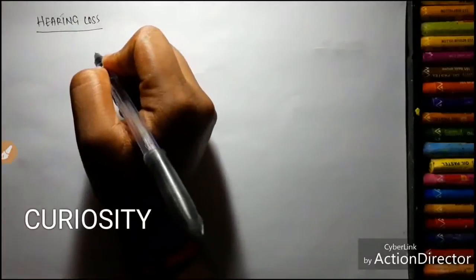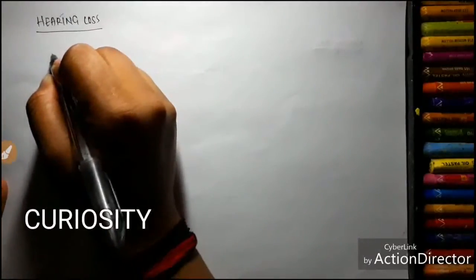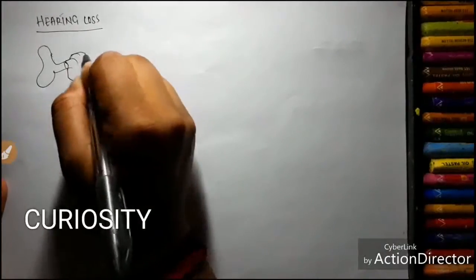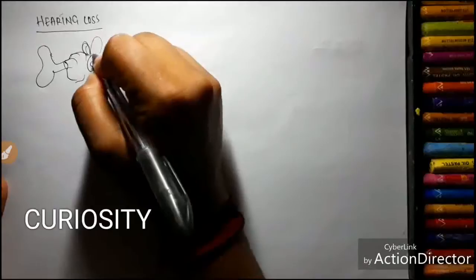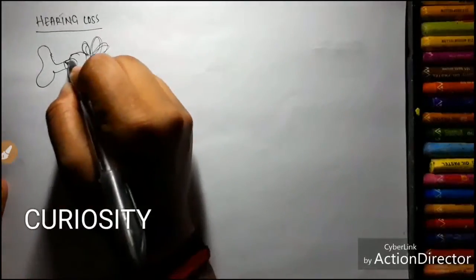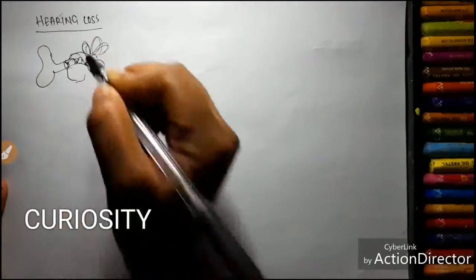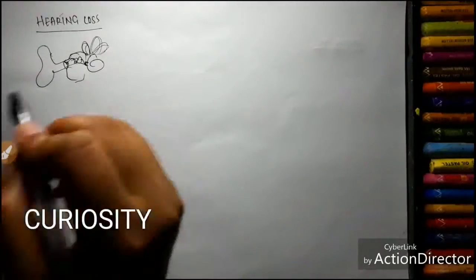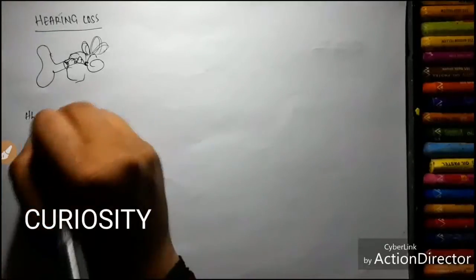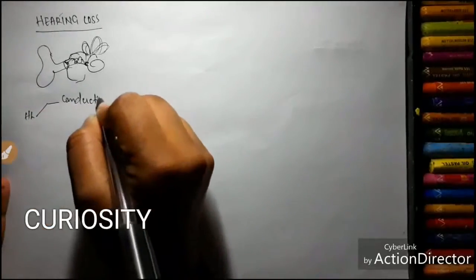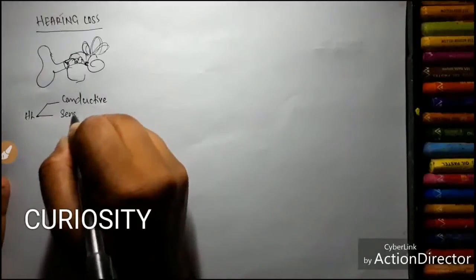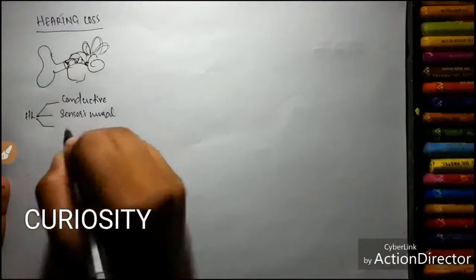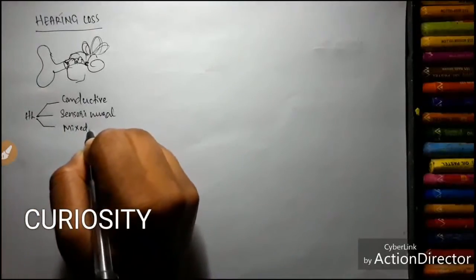So, we have learned a brief introduction about hearing loss. Now I will be telling what are the types of hearing losses. As I told you, here we have three parts: the outer, middle and inner parts. So, this is the outer part. So, hearing loss can be conductive or sensory neural or mixed hearing loss.